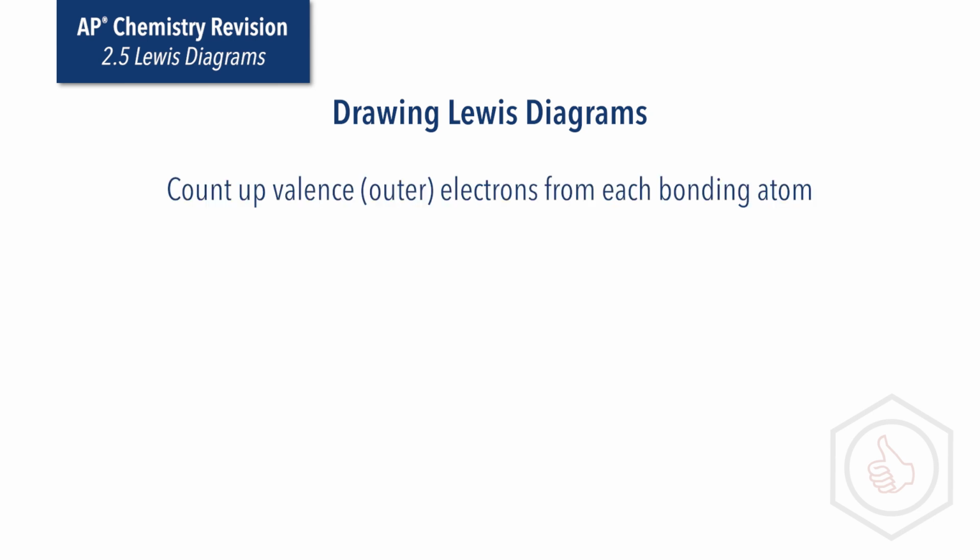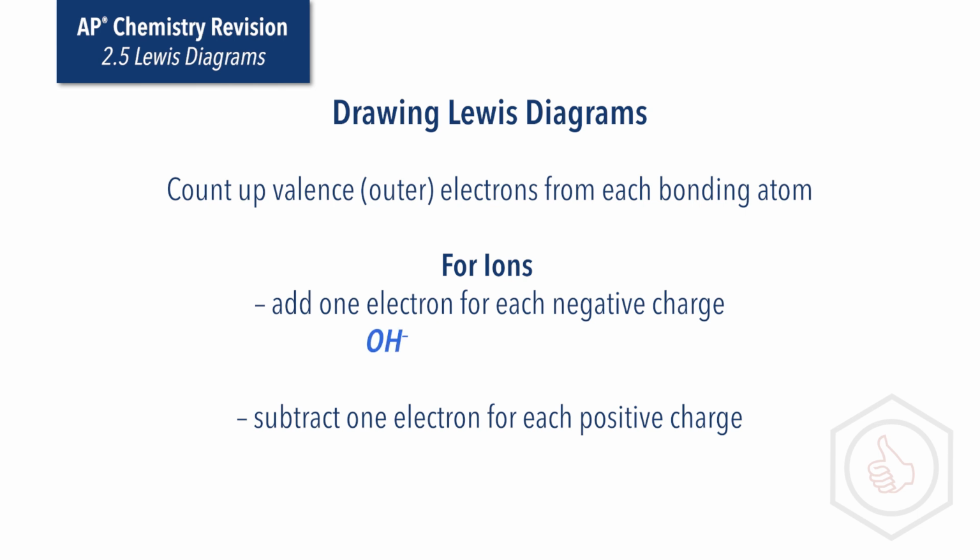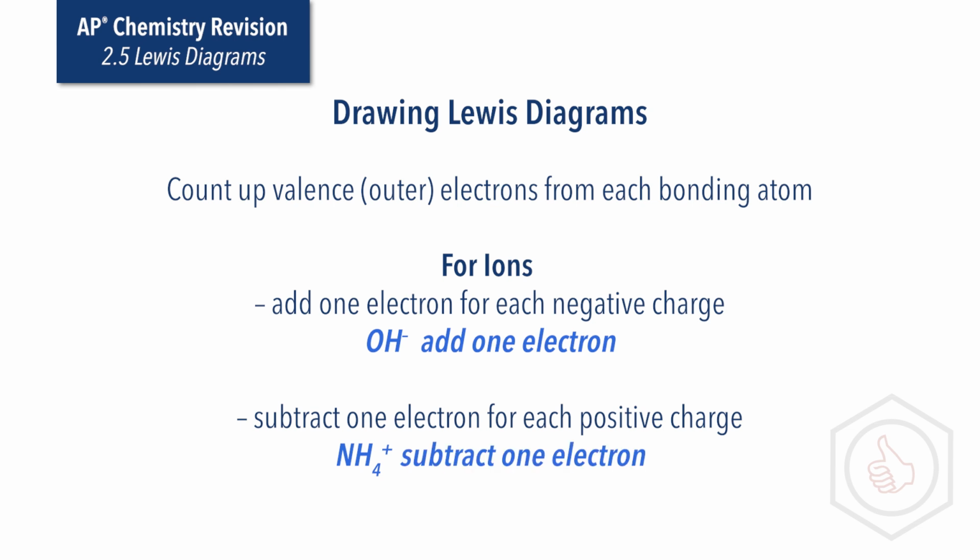And for polyatomic ions, we add one electron for each negative charge, and we subtract one electron for each positive charge. For example, for a hydroxide ion, because it has a -1 charge overall, we'd have to add one electron to the valence electrons from the oxygen and hydrogen. And for an NH4+ ion, we'd have to subtract one electron, as it has a +1 charge overall.